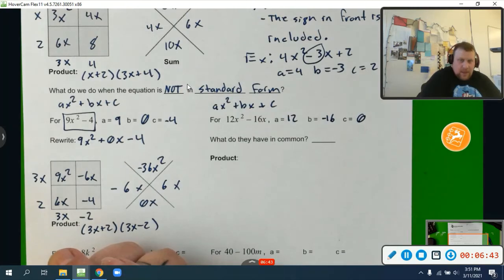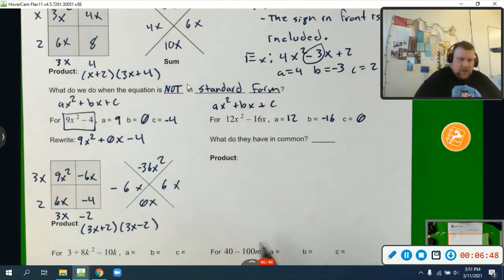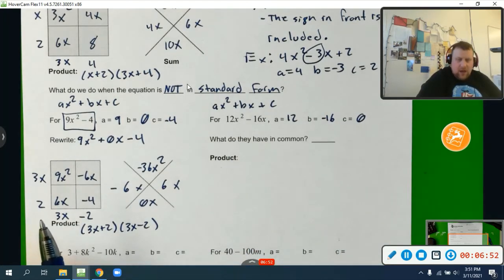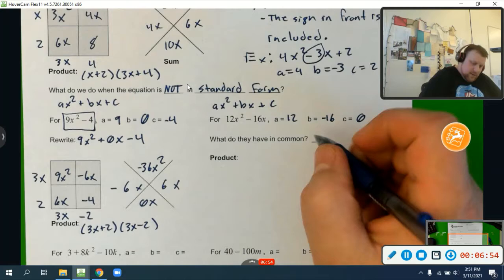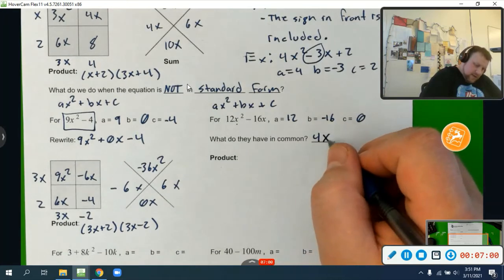Okay? But I want you to look at these two. Without even factoring or doing all this, what do they have in common? So do 12 and 16 have anything in common? A common factor I can pull out? Yeah, they have a 4 in common. How about between x squared and x? Yeah, they have an x in common.